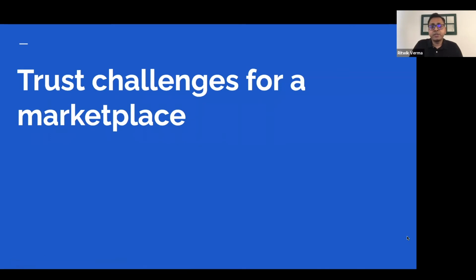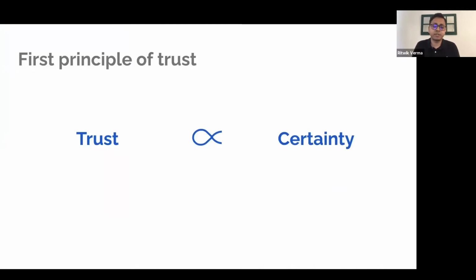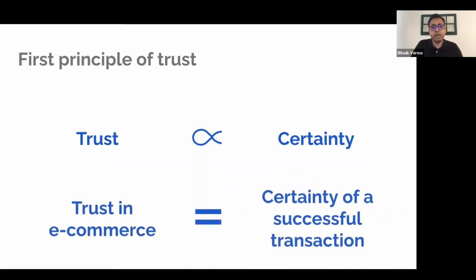Now, once we have understood the differences between a typical e-commerce company and a marketplace, let's look at what trust challenges a marketplace faces. In order to understand, we'll take a step back and ask the question, what is trust? Where does trust come from? So the first principle of trust is that trust is dependent on certainty. The more certain you are about something, the more trust you will have in that thing, right? So from an e-commerce perspective, trust in e-commerce is nothing but certainty of a successful transaction.